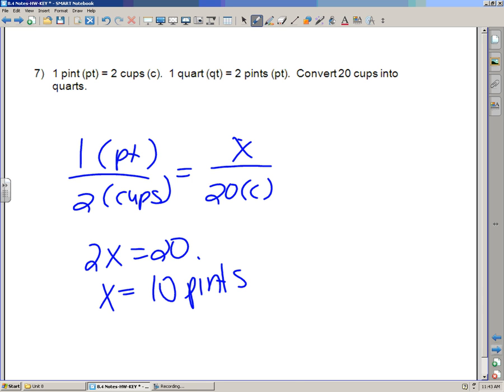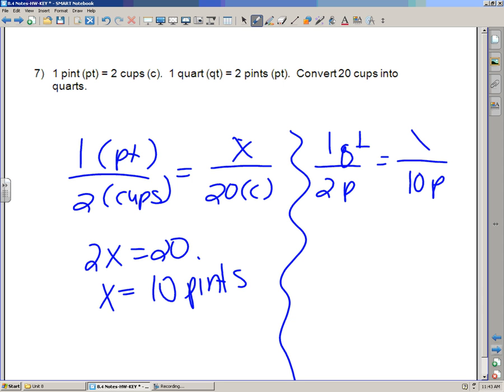So now I'm trying to figure out, okay, how many quarts is that going to be? And I know that 1 quart is to 2 pints, and I've got 10 pints, so how many quarts do I want? Cross multiply again, 2x equals 10, and x equals 5 quarts.